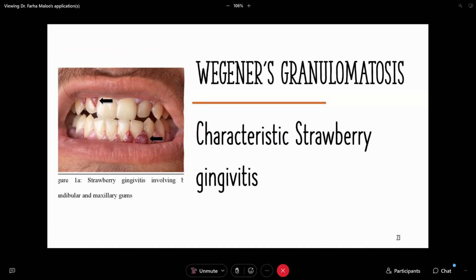Let's move on and look at how Wegener's granulomatosis presents. We know that Wegener's granulomatosis is now termed granulomatosis with polyangiitis, wherein there is inflammation of the blood vessels in the lungs, the kidneys, the nose, the sinuses, and the ears. Wegener's granulomatosis will cause characteristic strawberry gingivitis, or inflammation of the gums, in the mandibular as well as the maxillary areas.